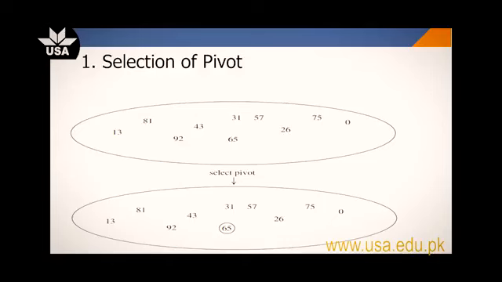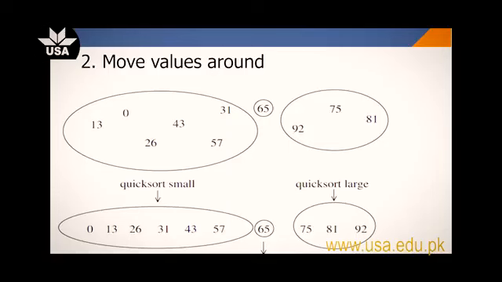Step 1 is the basic step, which is selection of pivot. You have to select a pivot element from an unsorted array or from a pool of elements. For example, in this picture, you can select 65 as a pivot element. Step 2, move values around that pivot. Now you have selected the pivot in step 1. Now the second step is to rotate the values or move the values around this pivot. For example, the values smaller than the pivot will be on the left side, while the values greater than the pivot will be on the right side.